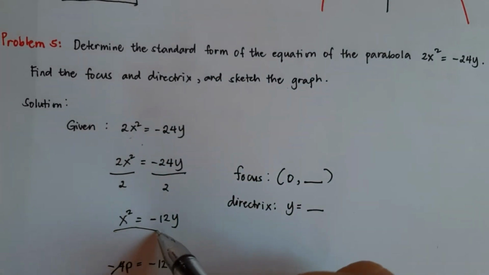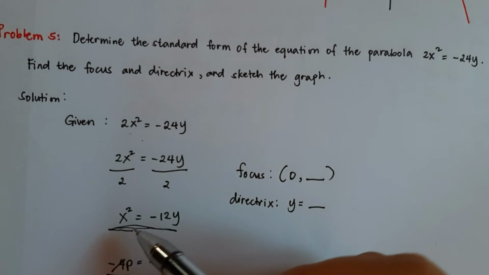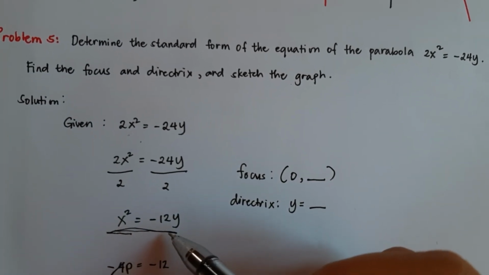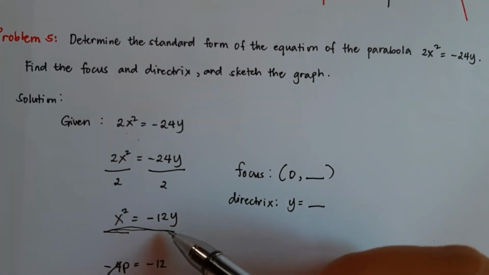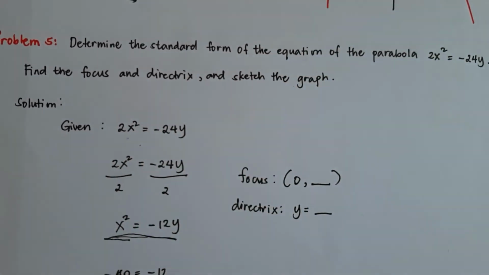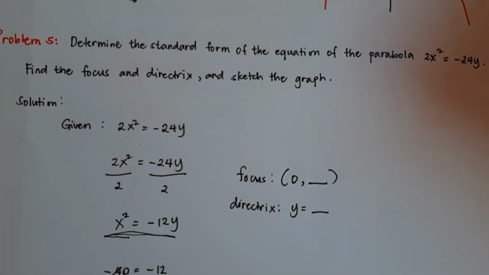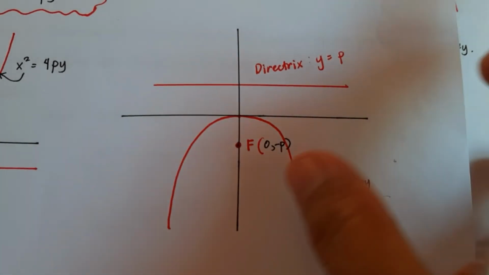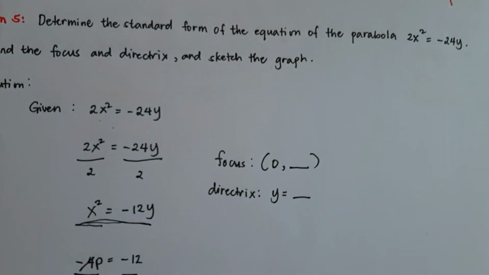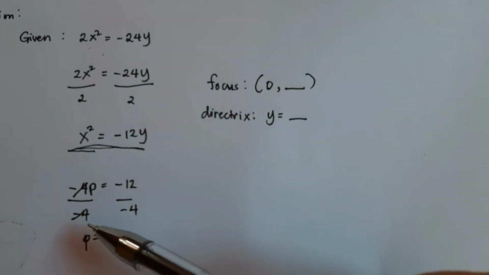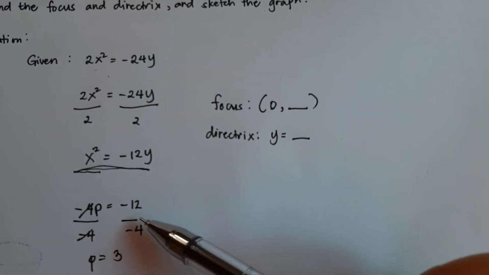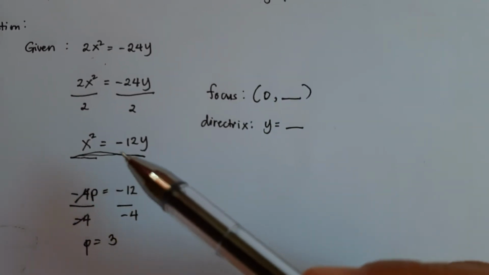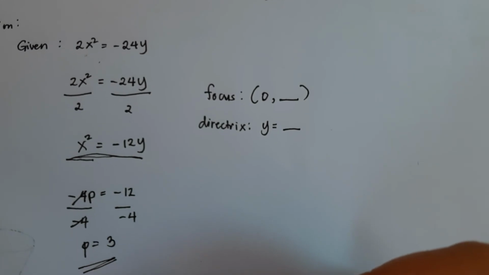So from this equation, alamin mo kung ano yung value ng p. Now, from this equation, alam natin na the value of p is less than 0. So therefore, ang gagamitin nating pattern ay ito. No? It opens downward. Okay. So kunin mo natin yung value ng p. So you have 4p is equal to negative 12. So therefore, divide mo lang by negative 4, negative 4. So therefore, the value of p is positive 3.